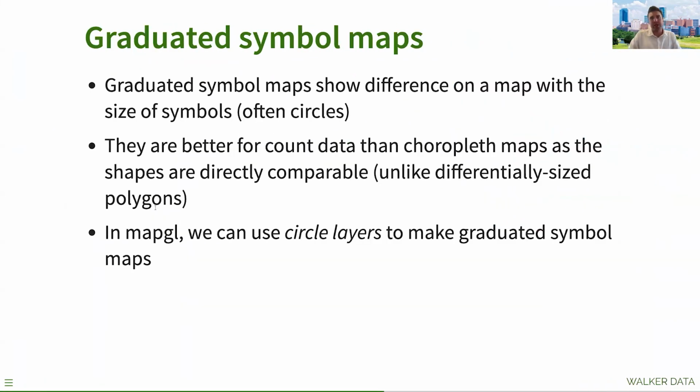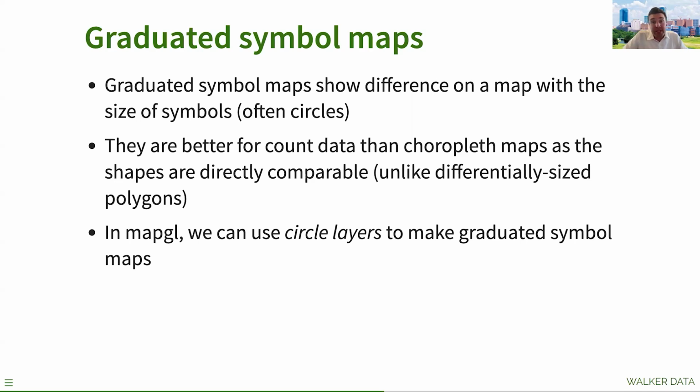The nice thing about graduated symbol maps, especially for making comparisons, is they use the same shape for all locations. Whereas choropleth maps are going to be tied to the shape of the actual polygon. And sometimes you have really big polygons, sometimes you have small ones. And in turn, making direct comparisons can sometimes be a little tricky because you're not doing one-to-one visual comparisons. So graduated symbol maps are often better for count data than choropleths, again, because the shapes are directly comparable.